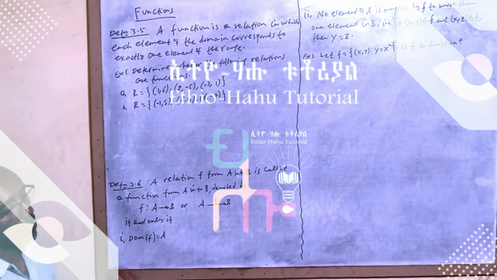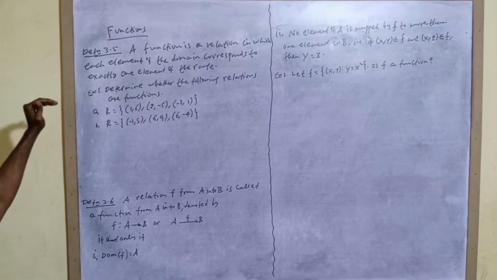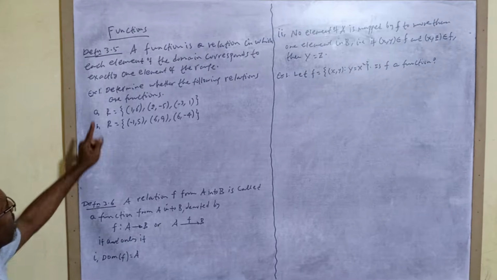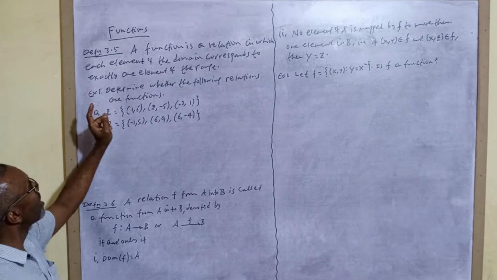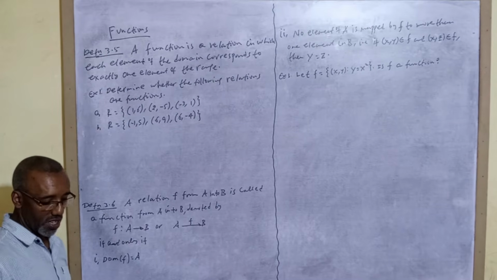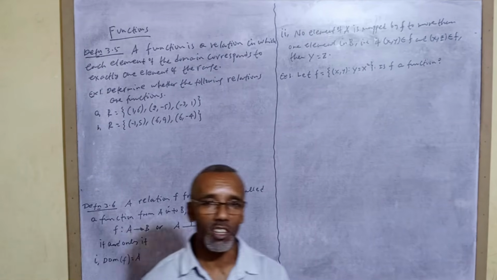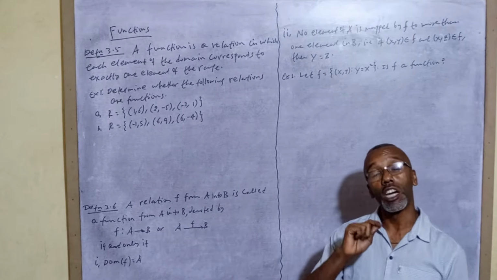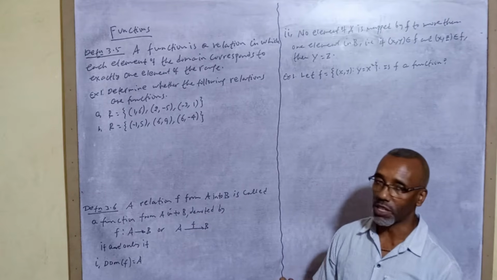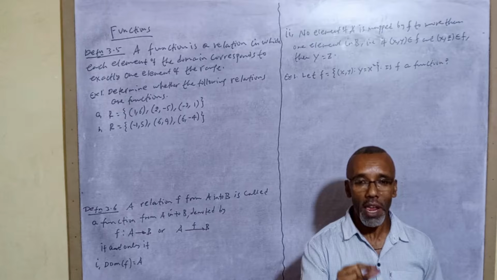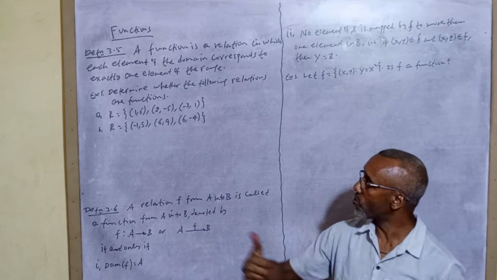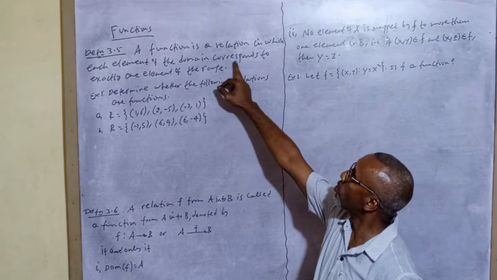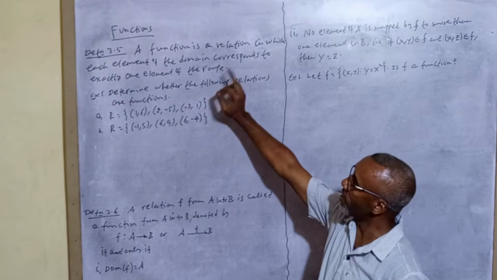Ethio-Hahu tutorials. Now let's look at what a function is. Definition 3.5: a function is a relation in which each element of the domain corresponds to exactly one element of the range. A function is a relation, but each element of the domain of the function should correspond to exactly one element of the range. Therefore, a function is a relation in which each element of the domain corresponds to exactly one element of the range.